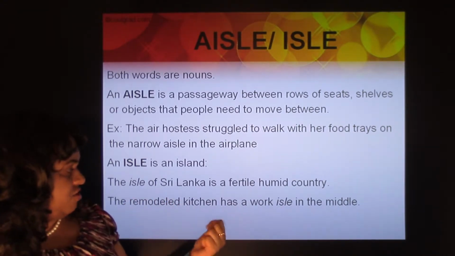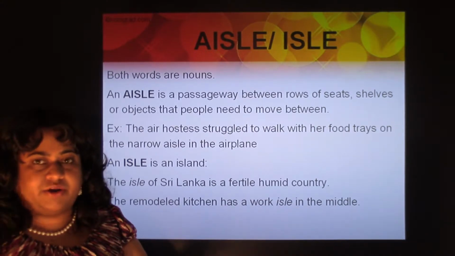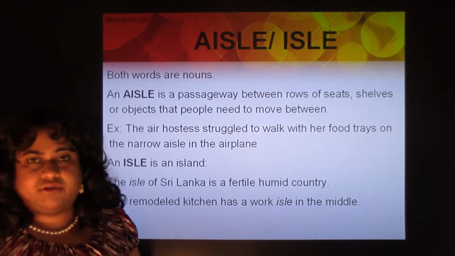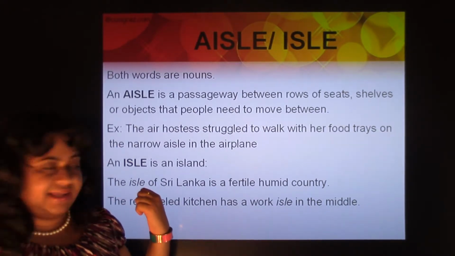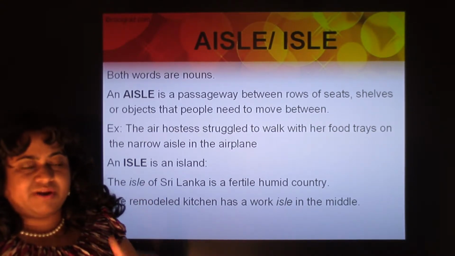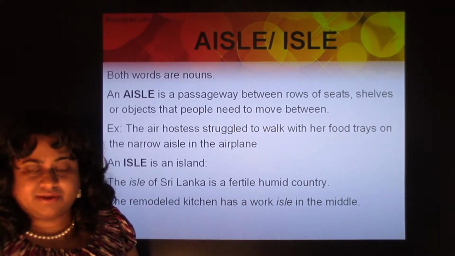The remodeled kitchen has a work isle in the middle. In the kitchen they have this table in the middle where you can chop vegetables and store some dishes underneath, and you can use it for a variety of things. That's the kitchen isle. So remember, that's an island. Wherever it means an island, it's I-S-L-E, isle. And wherever it's a passageway, it's A-I-S-L-E, aisle. They're still pronounced the same way.